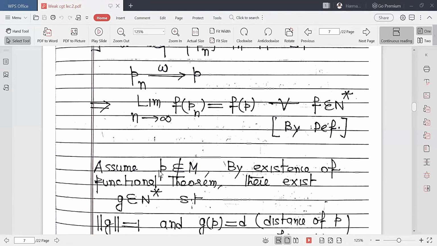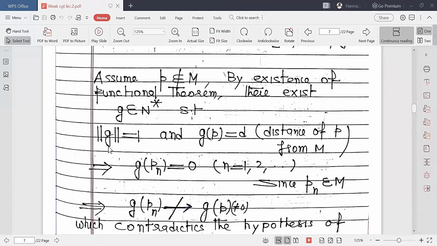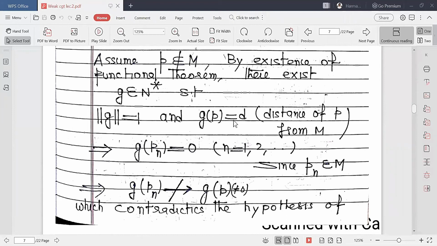Now, our purpose is to show that P belongs to M. We assume P does not belong to M. If we assume this, then by the existence of functional theorem, there exists a G belonging to N star, G is some functional. This is a corollary, the next part of the Hahn-Banach theorem, called the existence of functional theorem. Remember that result, otherwise see the book. By the existence of functional theorem, there exists a G belonging to N star such that the norm of G equals 1 and G of P is equal to D, where D is the distance of P from M.